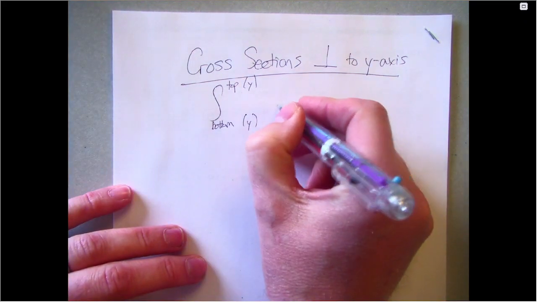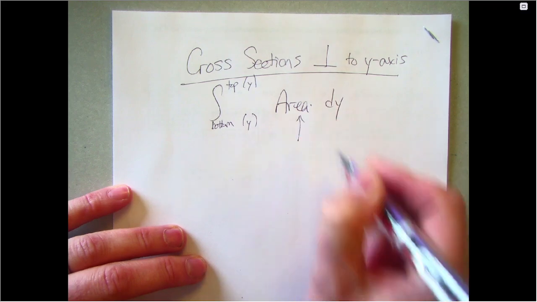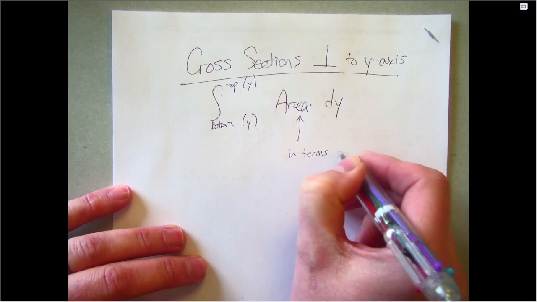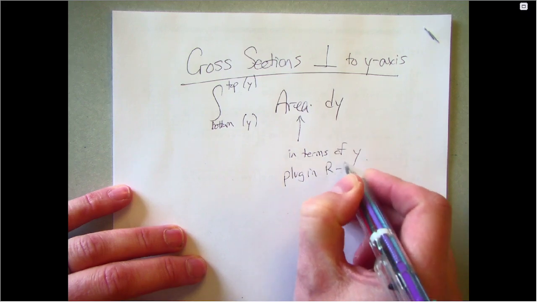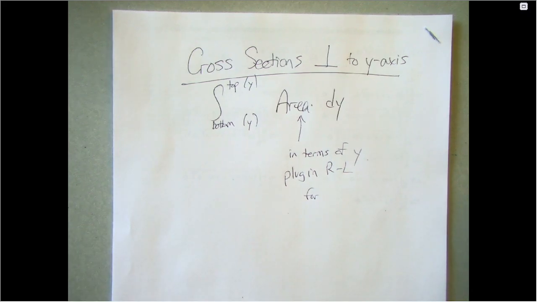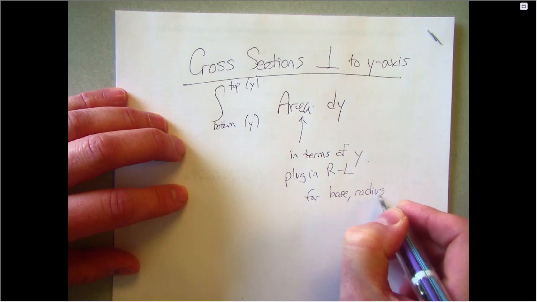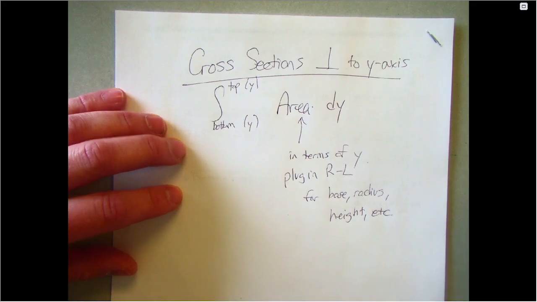And then we're integrating the area times dy. And the area is going to be in terms of y. And you plug in right minus left for whatever the base, or the radius, or the height, or whatever they're asking.